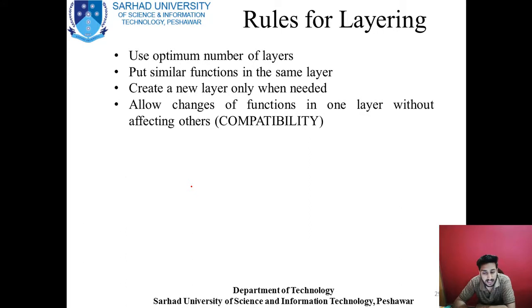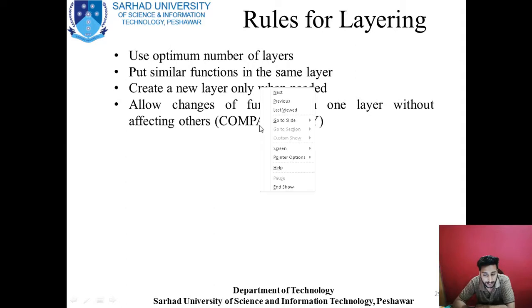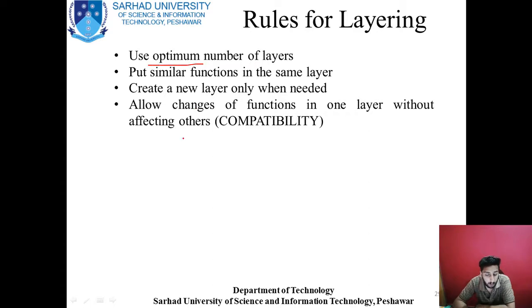So what are the basic rules of layering? There are several rules for how you can divide a network and into how many modules or layers. The first rule is that the number of modules or layers, we will call them layers from now on, should be optimum. What does optimum mean? It should not be so great that the system becomes too heavy or too complex, and it should not be too few that the system becomes more complex.